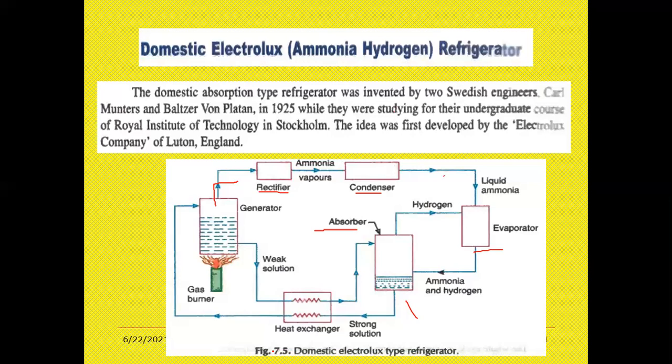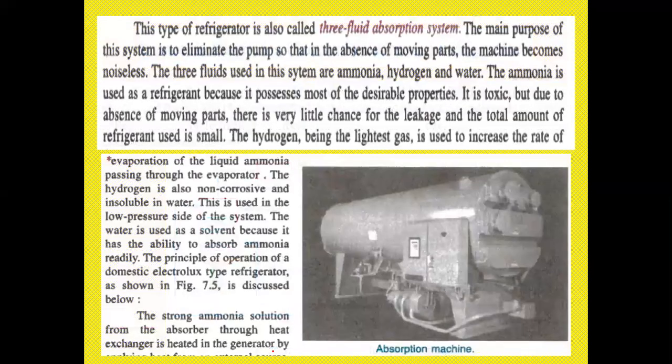So here, you have these types of components in this system. If you see the original type of system in factories, this is an absorption type of refrigeration system. This type of refrigerator is also called by another name.